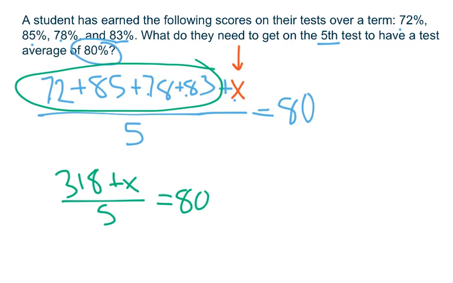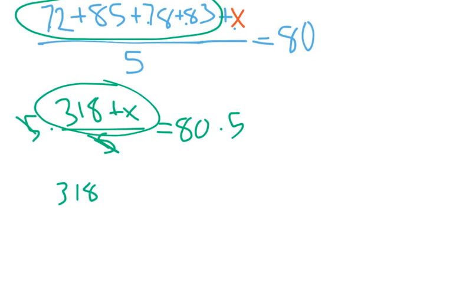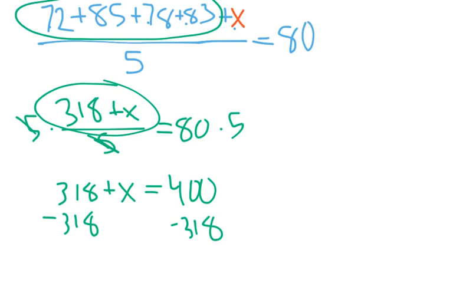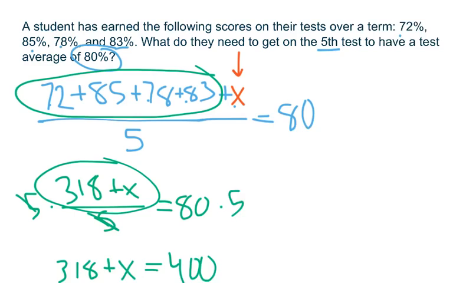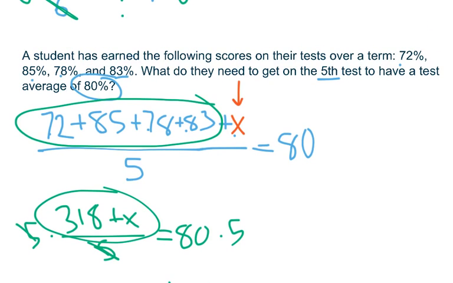Now again, we're going to use that little trick where we multiply both sides by 5. Gets rid of the 5 in the denominator and really cracks open that part right there. So we have 318 plus x is equal to 80 times 5, which is 400. Subtract 318 from both sides, and we end up getting x equals 82. So that means in order to have an average of 80%, they need to get an 82% on that final test.